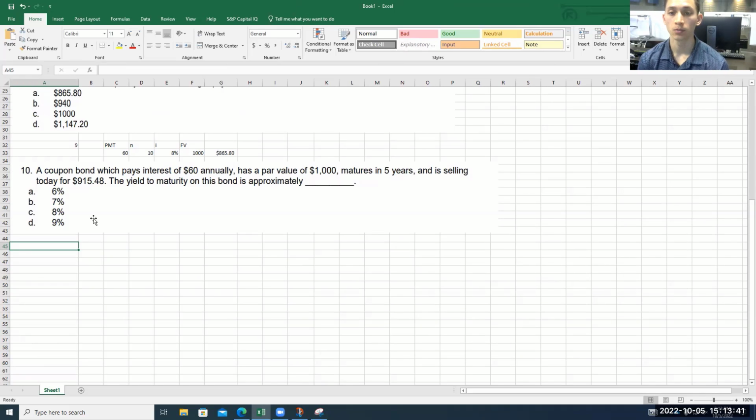Number 10, a coupon bond, which pays interest of $60 annually, has a par value of $1,000 and matures in 5 years and is selling today for $915.48. The yield to maturity on this bond is approximately. Let's look at the numbers given in this problem. We don't want to get this first part confused. It says the coupon bond pays interest of $60 annually. That's not going to be tied into interest. That's actually tied into payment, because the coupon bond pays $60. That's our payment.